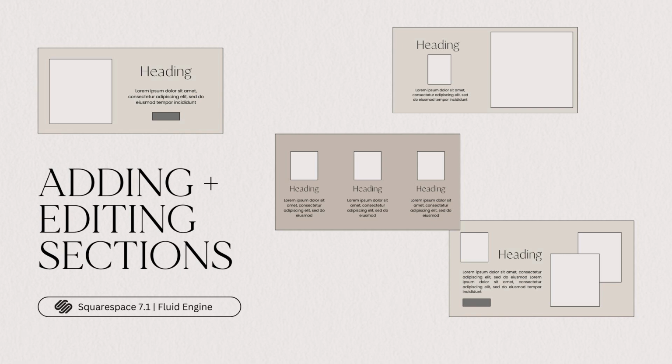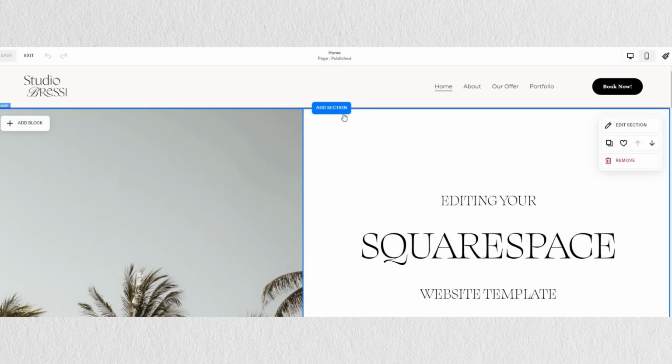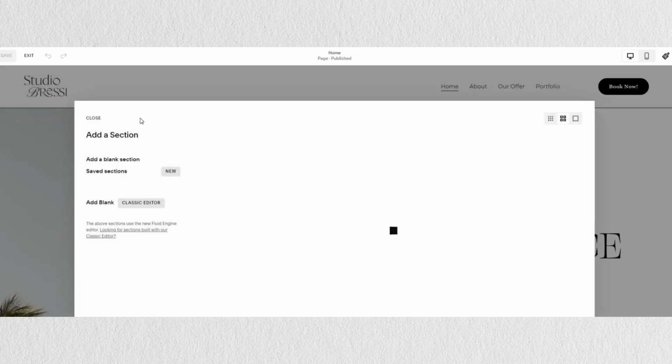As much as editing your website content can sound scary, adding and editing sections in Squarespace is super simple to do. So your pages and footer of the website are made out of sections stacked vertically. Sections hold all of your page content. So whether you've created a new page or want to add a section to your existing page, just go into edit mode and scroll to the top section until you can see the blue add section button.